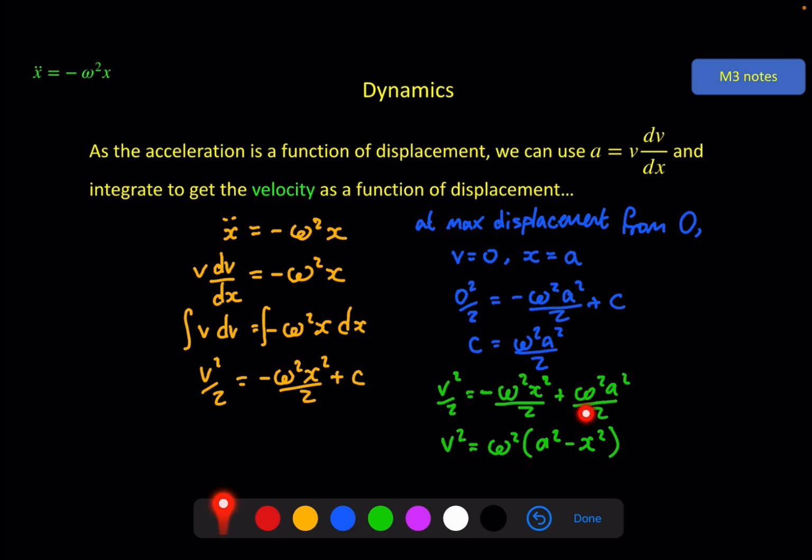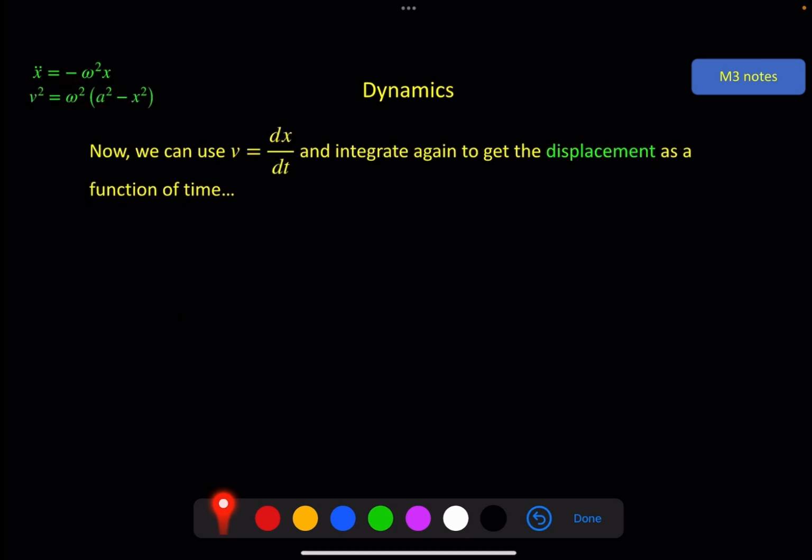This is a very useful equation. It's going to come up here on the next screen. Here it is up here, along with the acceleration statement. Now we can continue this, because we know that velocity is dx by dt, so we can put that in here and integrate again to get displacement as a function of time. So our starting point here is where we left off on the last one.